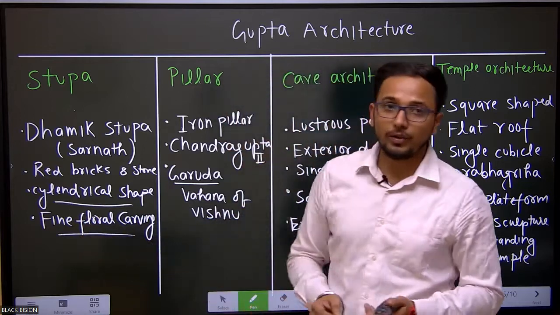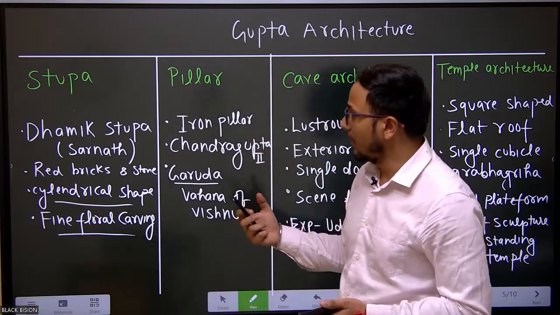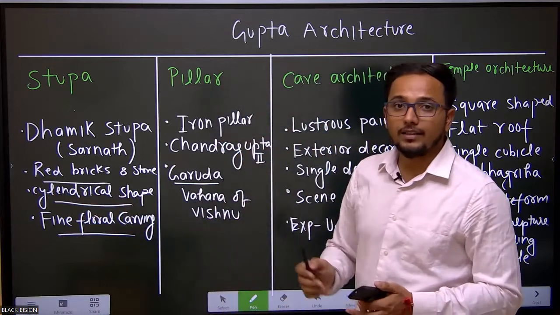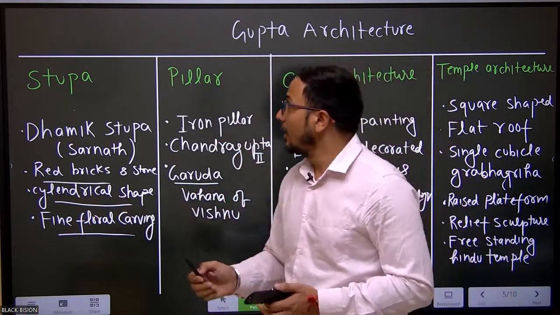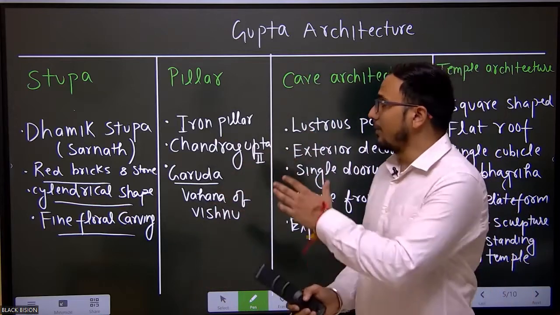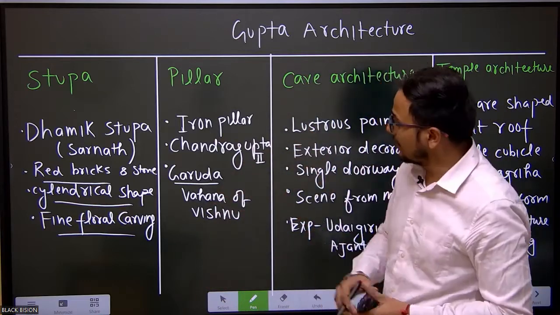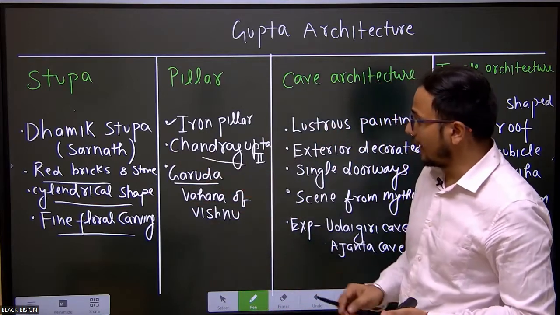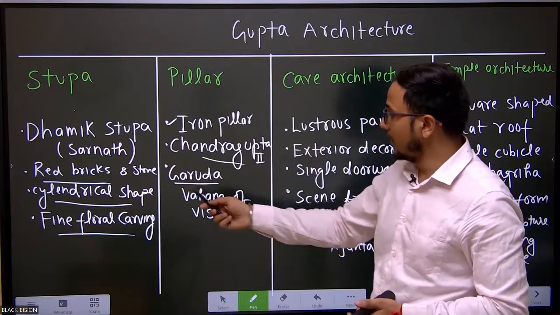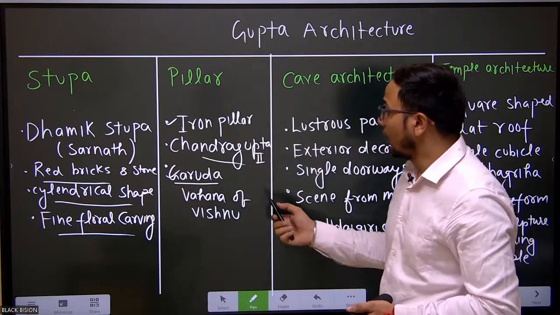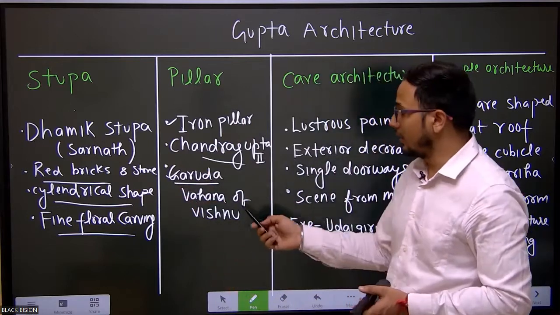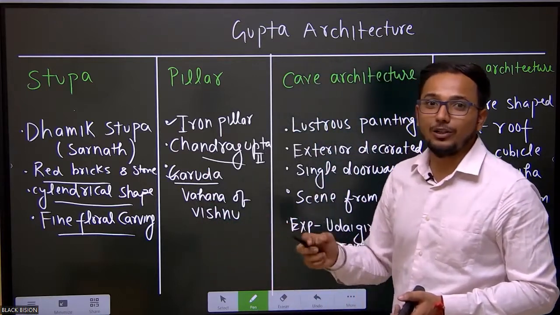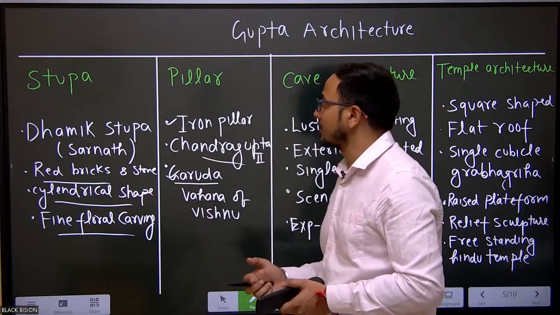So what were the features of the stupa? A stupa was made of red bricks and stones and has a cylindrical shape. Now look at the pillars. The only pillar found is the iron pillar. What is the specialty of this iron pillar? The iron pillar was made by Chandragupta II, and at the top is a Garuda, the vahana of Vishnu. He is a Hindu mythological figure which represents both human and bird features.